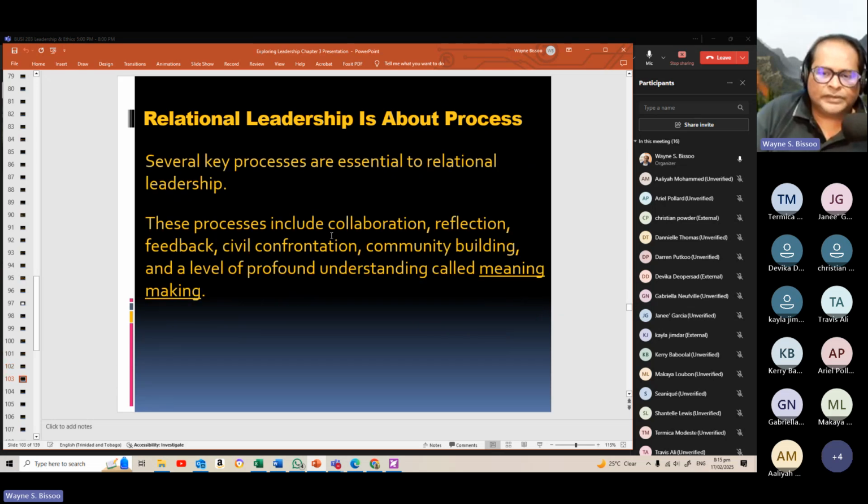So a number of those things would be: the process includes working together, collaboration, reflection, feedback. We have to get involved with civil confrontation. We have to help build the community. We have to engage in community building, that is, building the bonds that keep us together, and a profound level of understanding called meaning making. We talked about this before. We have to engage in this in a meaningful way and try to make meaning out of it.